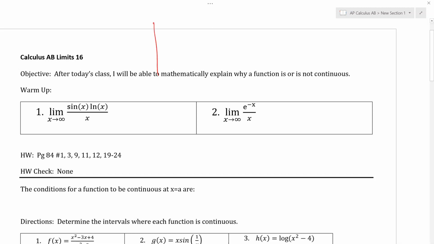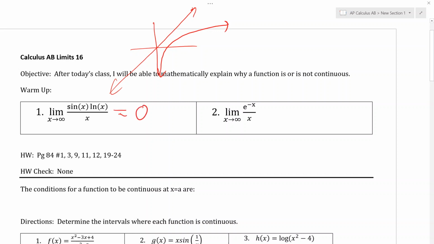ln of x looks like this. Cool? That's what ln looks like. Compared to x, which is in the denominator, that's what y equals x looks like. Which one of those is going to get bigger faster? X. And if the bottom gets way, way bigger than the top, even though sine's bouncing back and forth, guess where that thing's going to go? To 0. So even though it looks scary, that's not too bad.